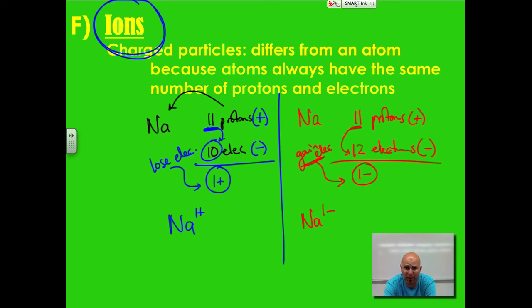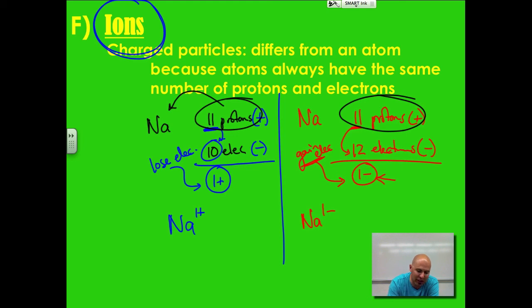It's confusing to some people. When you gain electrons, you actually get a negative value for the charge. But again, it's because electrons are negatively charged. We're not touching the protons at all. We're still going to have the same number of protons when you form these ions, but it's either a loss or gain of electrons, and then you form your charged particle.